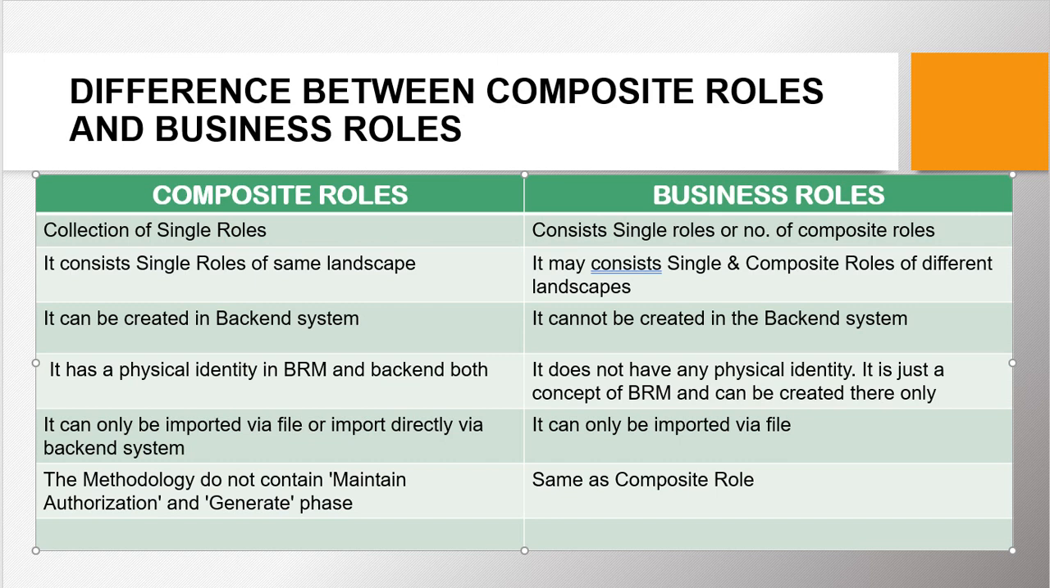So what is the difference between a composite role and a business role? A composite role is a collection of single roles, but the single roles have to be from the same landscape. Whereas a business role is a container. It consists of single roles or a number of composite roles from different landscapes. So these are the main big differences.